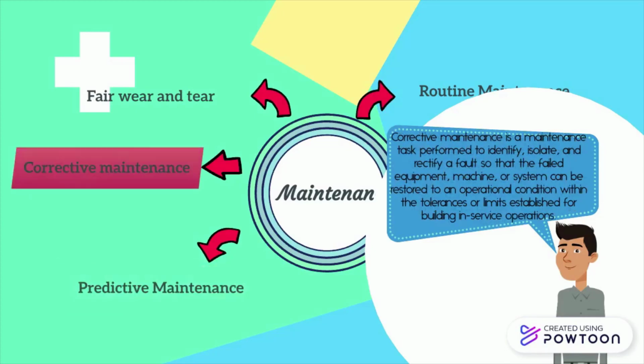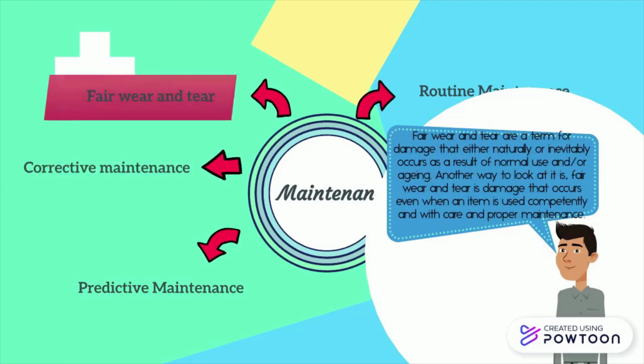Corrective maintenance is a maintenance task performed to identify, isolate, and rectify a fault so that the failed equipment, machine, or system can be restored to an operational condition within the tolerances or limits established for building in-service operations. Fair wear and tear is a term for damage that either naturally or inevitably occurs as a result of normal use and/or aging. Another way to look at it is, fair wear and tear is damage that occurs even when an item is used competently and with care and proper maintenance.